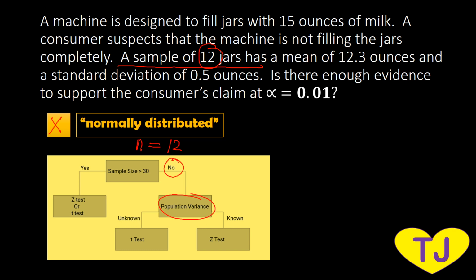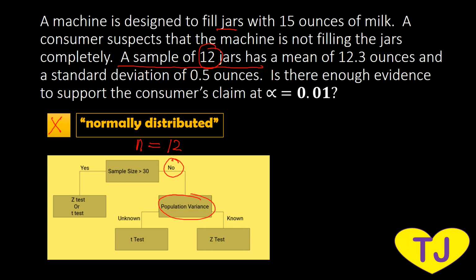Normally, when the population is mentioned, our population, by the way, is your jars. That's the one mentioned there. On that one, you've got your parameter, which is 15 ounces. That's your parameter, because we are supposed to fill in that one with 15 ounces of milk. So that becomes our parameter. Our average there should be 15 ounces.